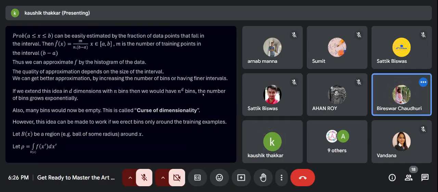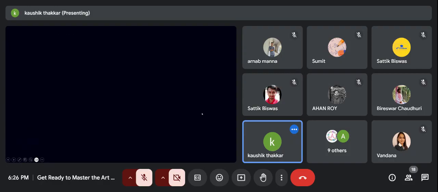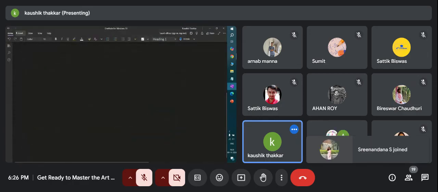Sir, the concept of bins is not understood. Please repeat. Yeah, bins. Okay, sure. I can tell you like this. Wait. Okay, so basically what a bin says. Okay, I will tell you.